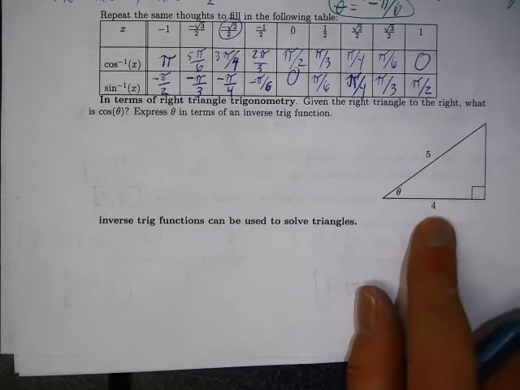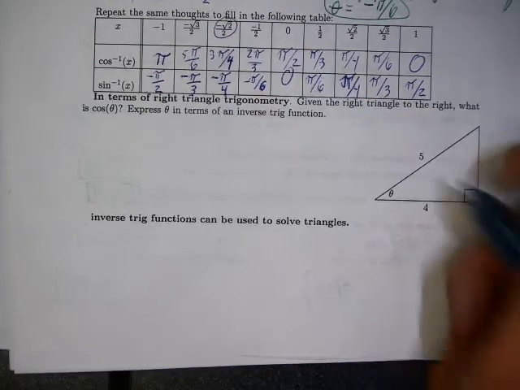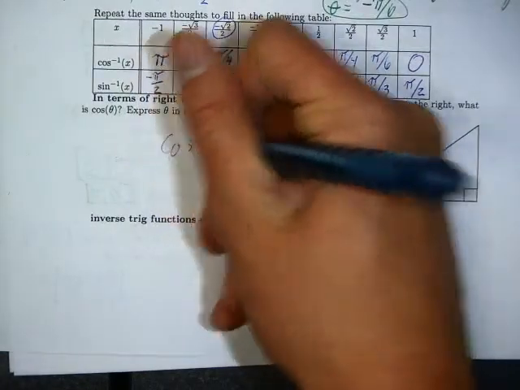So in order to see what these things are for, let's actually do something with inverse trig functions. So there's a triangle. Let's try to determine this angle theta. So by looking at that triangle, what trig function can you tell me? Cosine. What is the cosine of that angle?